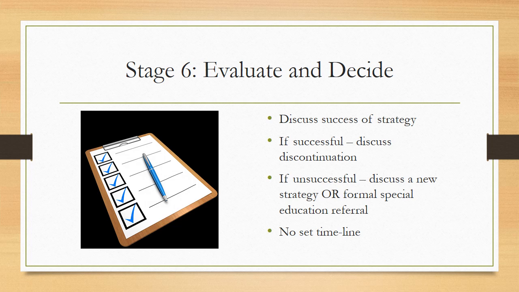If the team decides that the strategy was successful, they may discuss a discontinuation of the strategy for the student. If they look at the data and decide that the strategy has been unsuccessful, they may discuss a new strategy that would work better for the student, or they may decide that a formal special education referral is the best step for this student. It's important to note that there is no set timeline on this. It really is up to the discretion of the team to decide the timeline that is best for the student that they are meeting about.